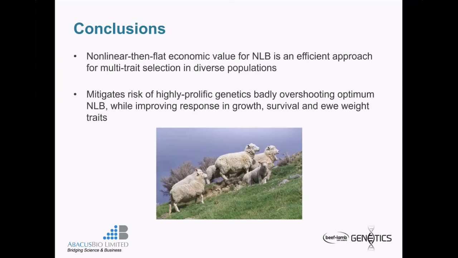So to wrap this up, our conclusions: a non-linear then flat economic value for number of lambs born is an efficient approach for multi-trait selection in a number of diverse populations that these indexes have to deal with across New Zealand. And what we really want to do is to mitigate the risk of overemphasizing very prolific genetics and therefore have the industry overshooting the optimum litter size. And at the same time as avoiding this overshooting, we also have an opportunity to get better responses in growth, survival, and new traits.